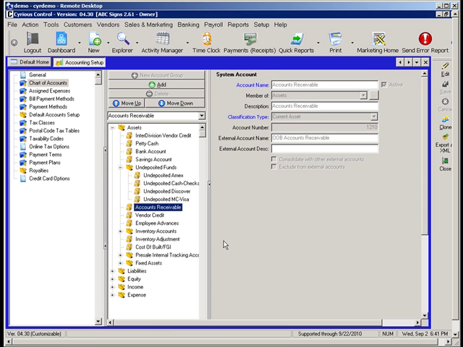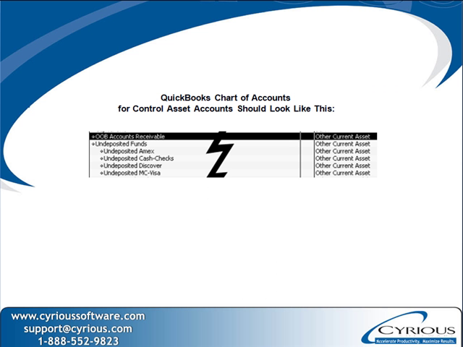This handles setting up your asset accounts that get exported in QuickBooks. Looking in the chart of accounts in QuickBooks, in terms of the asset accounts that you are going to bring over from Sirius, your chart of accounts should look like this. You should have an OOB accounts receivable account as an other current asset, and your undeposited funds with these subcategories for Amex, cash checks, Discover, and MasterCard and Visa.